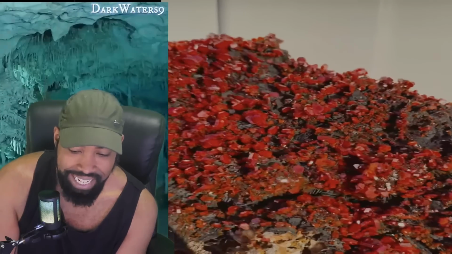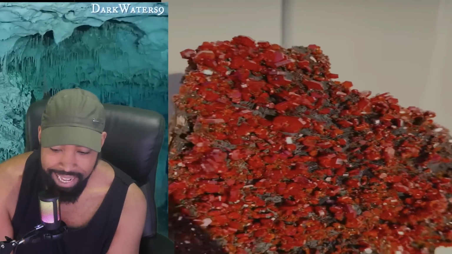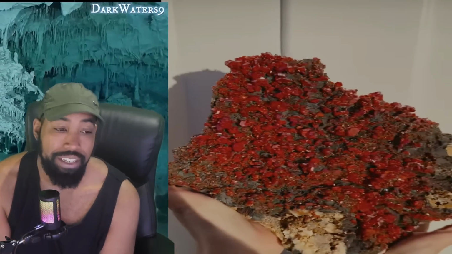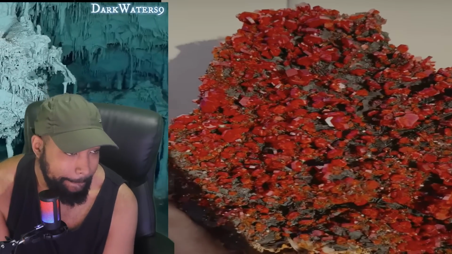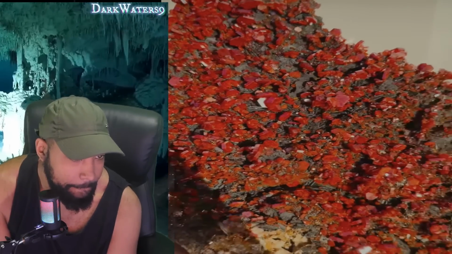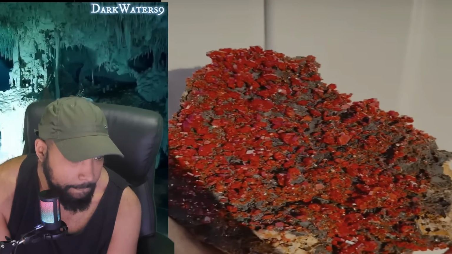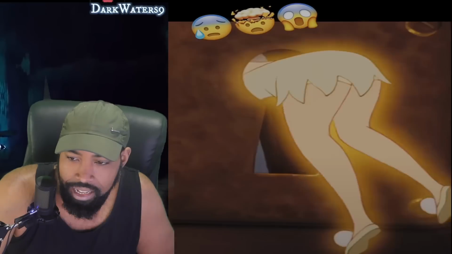Red vanadinite crystals on black goethite matrix. Forgive me if I'm saying that wrong. Very stunning.